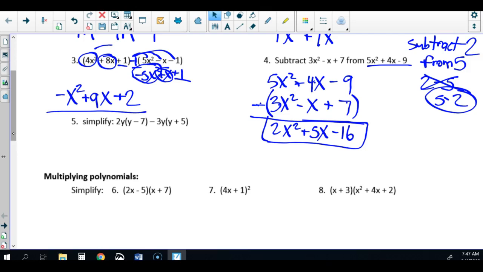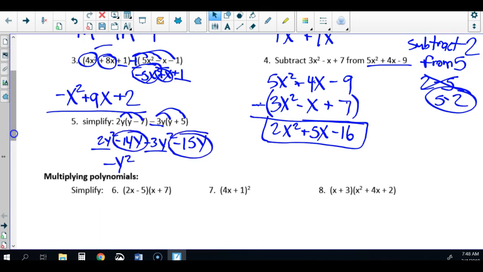Number 5, we're just simplifying. Looks like some distribution, some like terms to combine. So 2y times y, 2y squared. 2y times negative 7 is negative 14y. Negative 3y times y, negative 3y squared. Negative 3y times 5 is minus 15y. Combine our like terms. 2y squared minus 3y squared is negative 1y squared. Minus 14 minus 15 is minus 29y. So there's our simplified version.